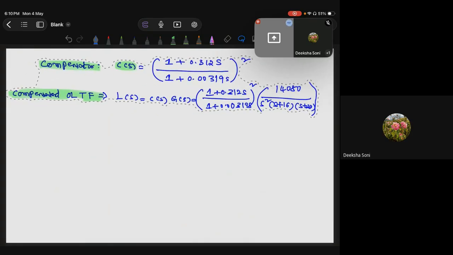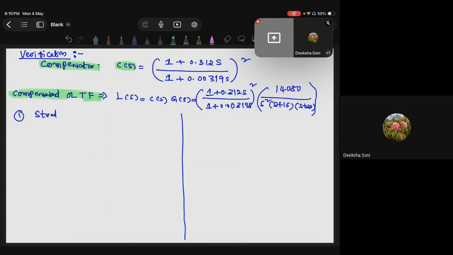Yeah. So these are the two things. You can do the verification. Okay. So first one is steady state error. So steady state error.